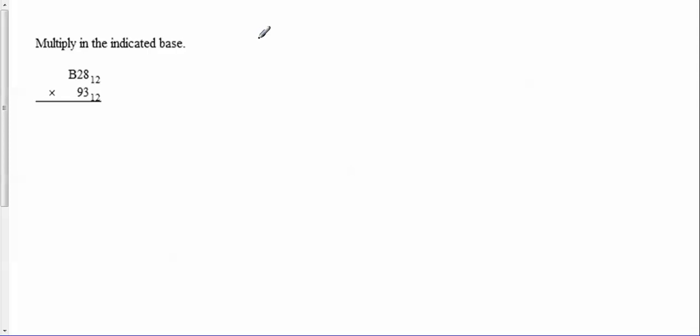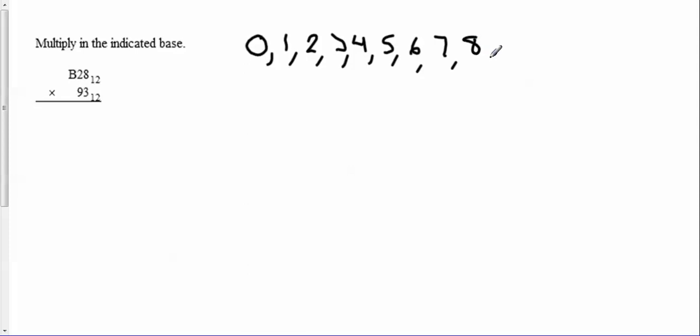The numerals that are allowed would be 0, 1, 2, 3, 4, 5, 6, 7, 8, 9, and then 10 and 11. But we don't want numerals to take up 2 characters, so we use capital letters. We use A for 10 and B for 11. So those are the numerals that we're going to be using. There are 12 of them.